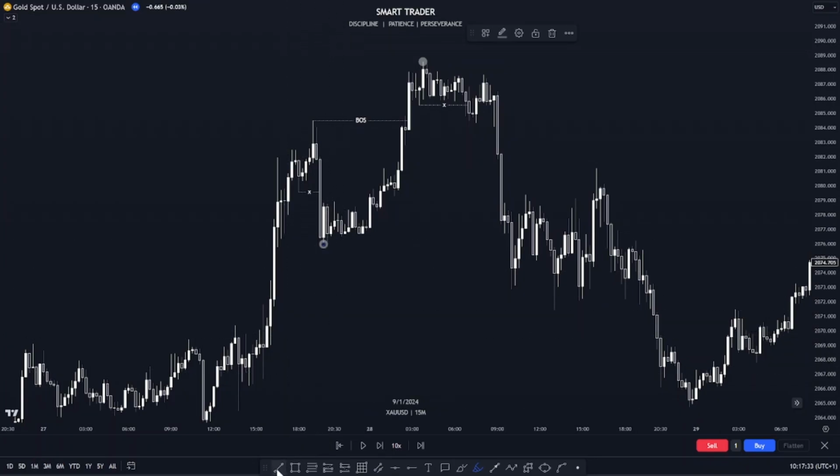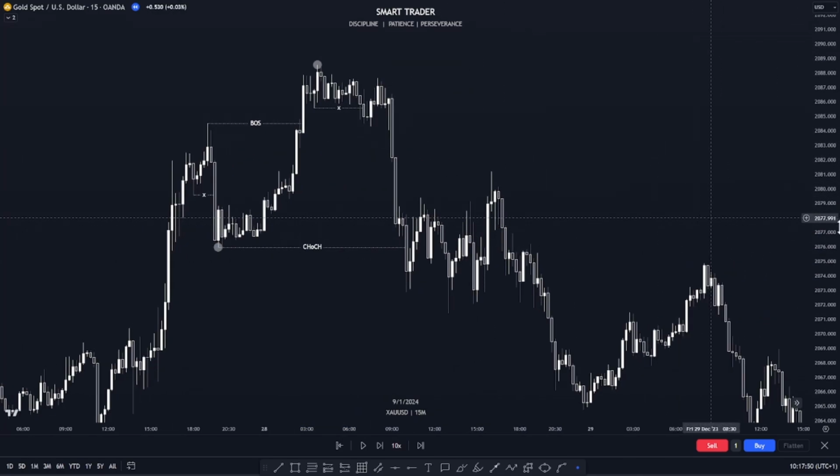We have marked it like this, and then we see that the market pushed downside later on and completely broke it and closed below it, making it a valid change of character. So this is a change of character. This is what I was looking for.